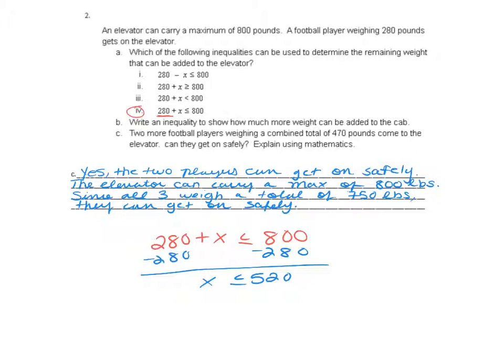All right. You could have gone a different direction with this, and you could have said, yes, the two players can get on safely. And you could have used part B. And you could have said, well, their combined weight of the two players is 470. And from part B, I know that the remaining weight has to be 520 or less. And 470 is less than 520. Does that make sense? Okay, we've got one more. Do you have any questions about this process? Exciting. Let's do the last one.